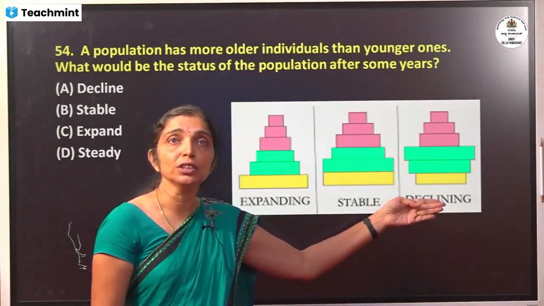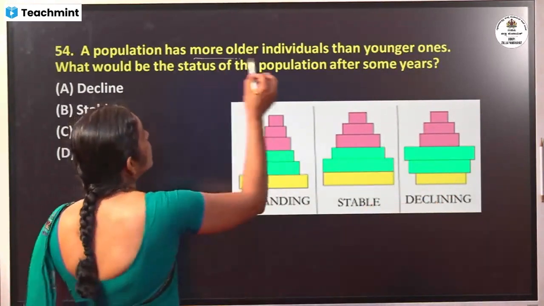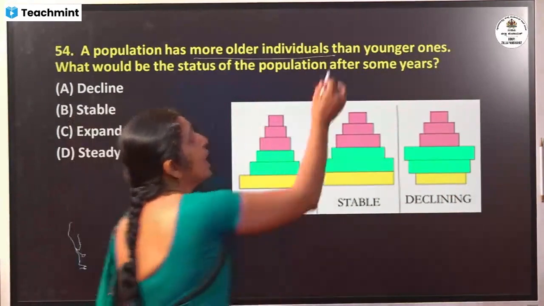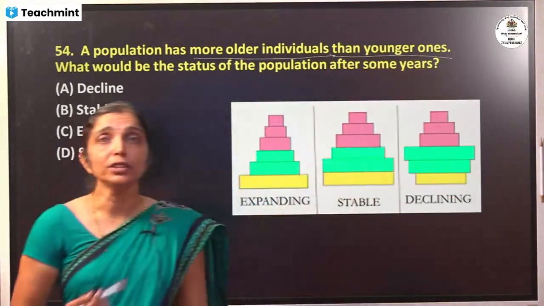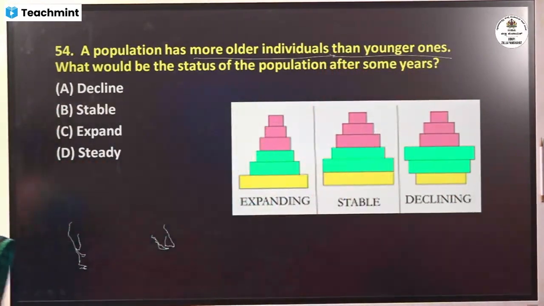So here what is given has more older individuals than the younger ones. So what type of population do you see, the status of the population after some years? Definitely, since the number of older individuals is more than the younger ones, the population will be a declining population. So the option over here is A.